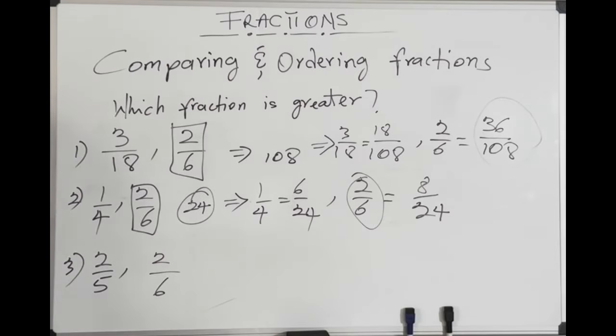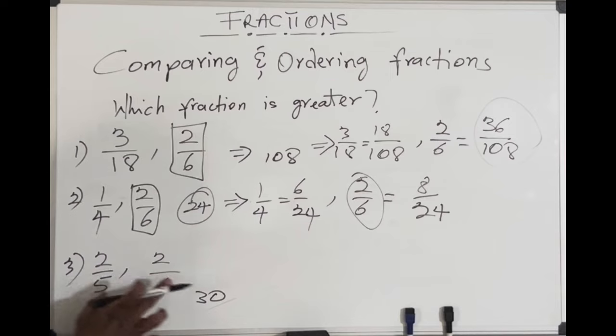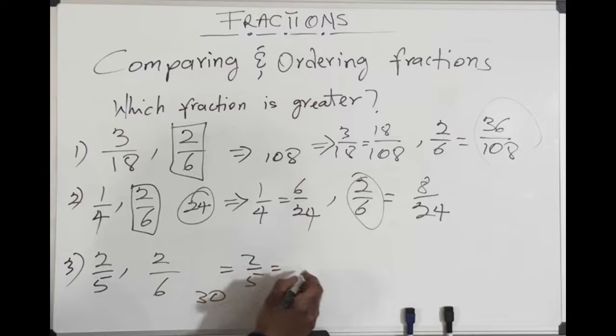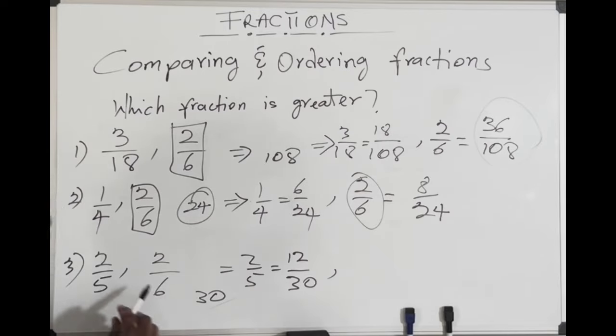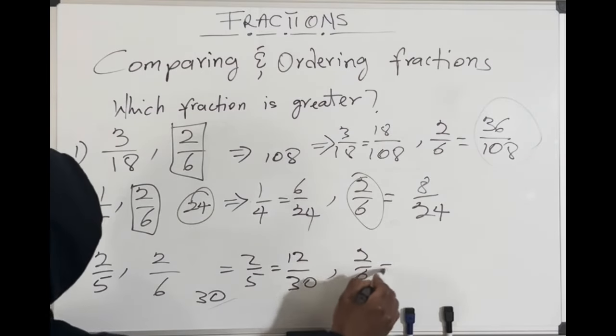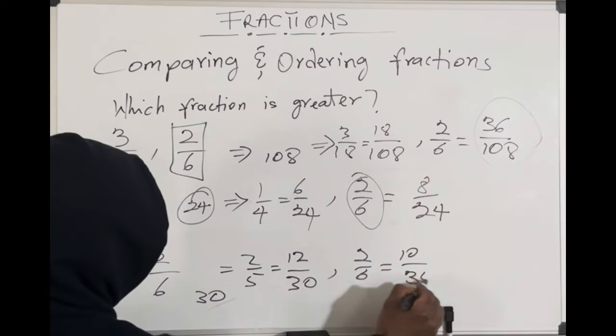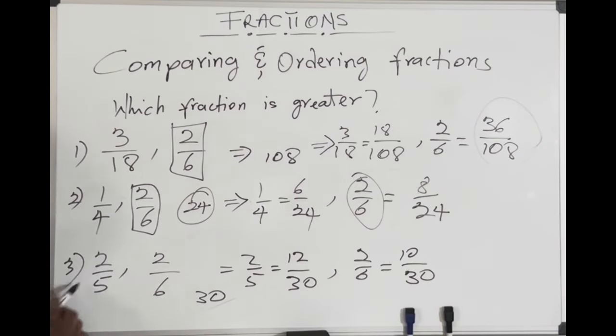And then the last question, 5 and 6 make 30. Okay, we have 30. So 5 times what number will give us 30? 6. That 6 will multiply the 2. So 2 over 5 is 12 over 30. And then 2 over 6. This times what number will give us 30 is 5. And then we multiply that 5 by the 2. So 10 over 30. Which is the greatest? Definitely 2 over 5. Okay, so yeah.